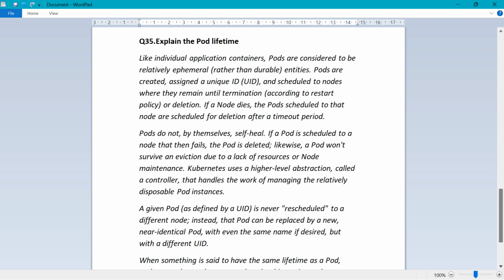Kubernetes uses a higher level abstraction called a controller that handles the work of managing the relatively disposable pod instances. A given pod, as defined by a unique ID, is never rescheduled to a different node. Instead, that pod can be replaced by a new, near identical pod, even with the same name if desired, but with a different unique ID.